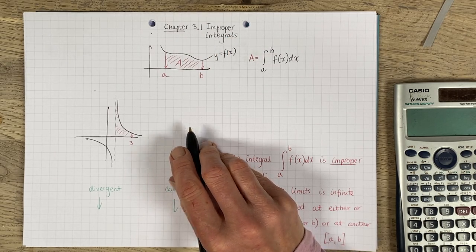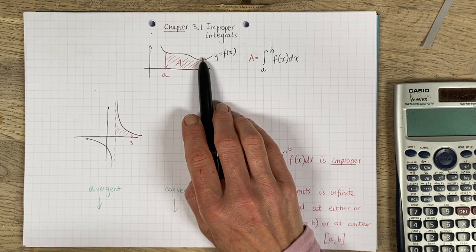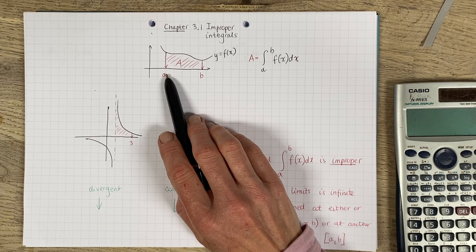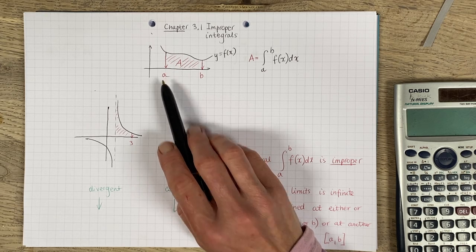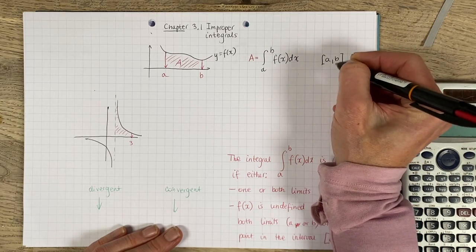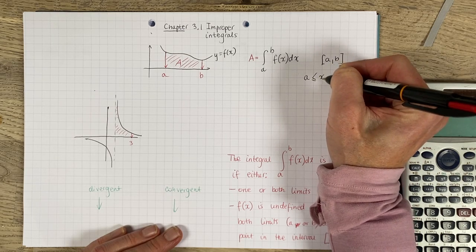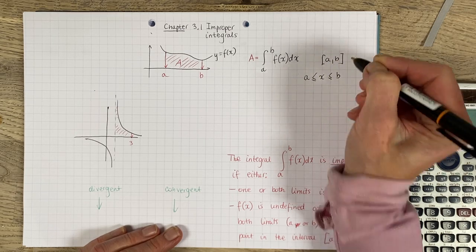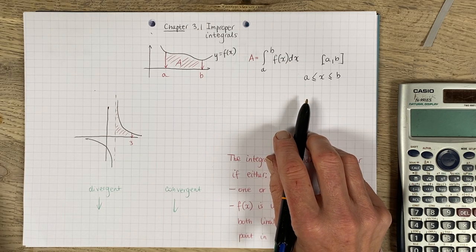Now, this is a proper integral if both the function is continuous and defined on the interval between a and b. Okay, it's a closed interval, so all the x's are between a and b.